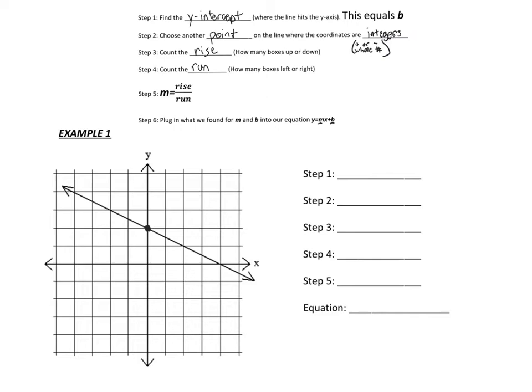So for step 1, that y-intercept would be our positive 2. So we would write that in step 1, plus 2. Now for step 2, we need to choose another point where the coordinates are integers. So that means in a perfect corner. You can go left or right. I'm going to give you an example of both.